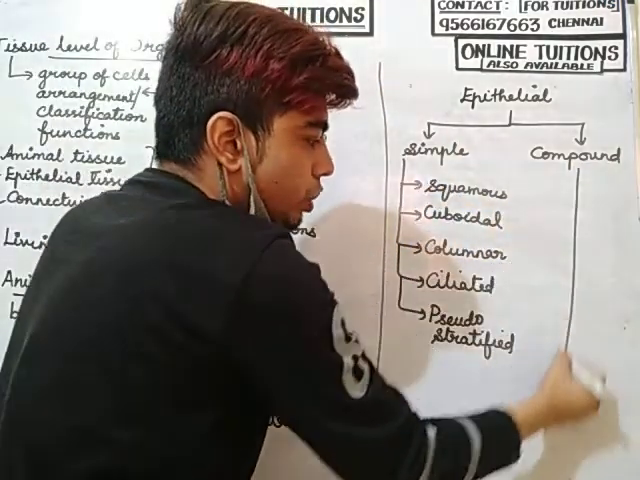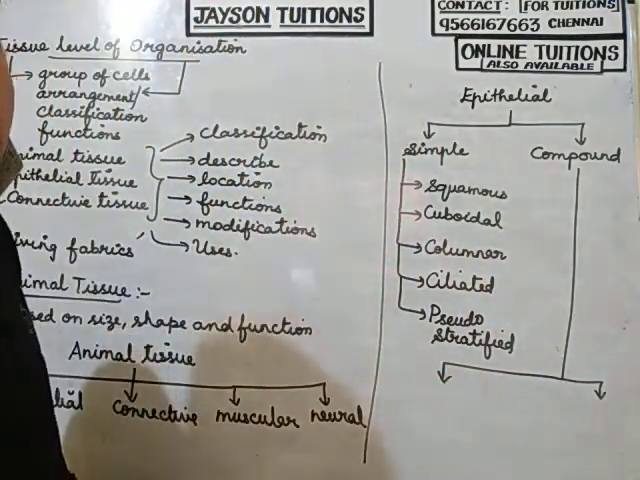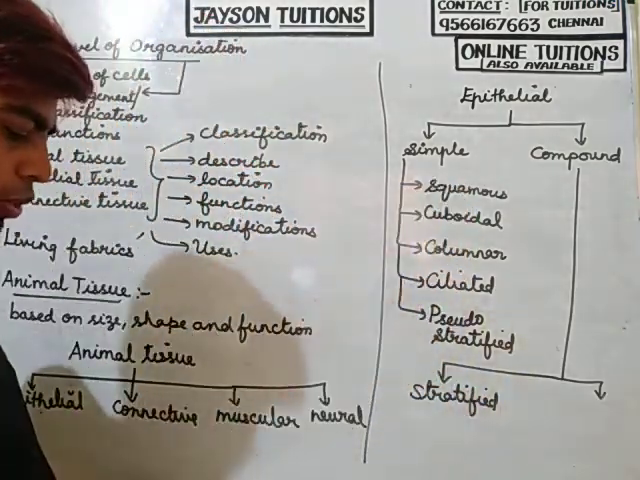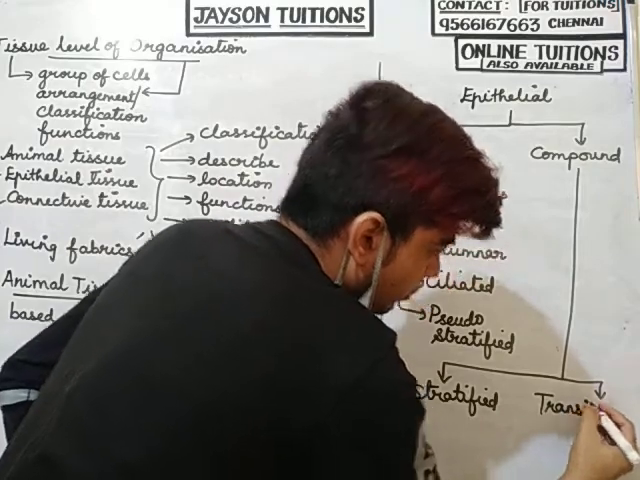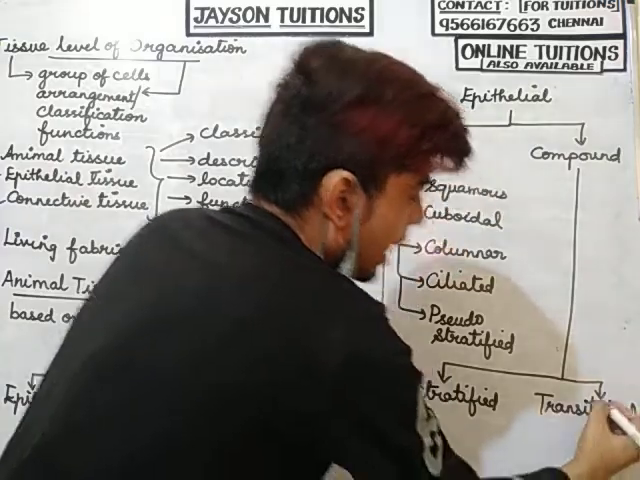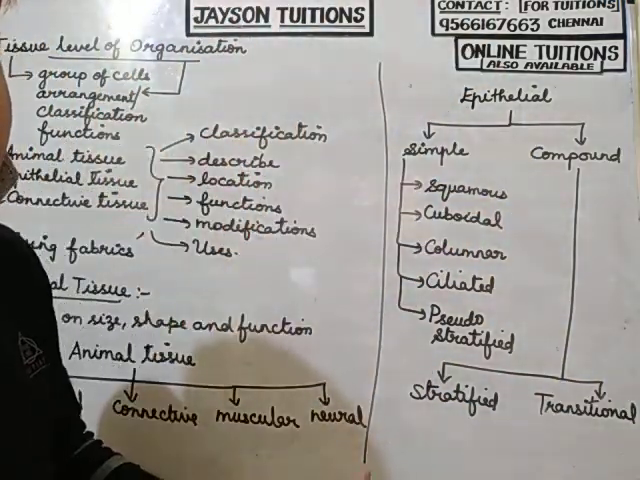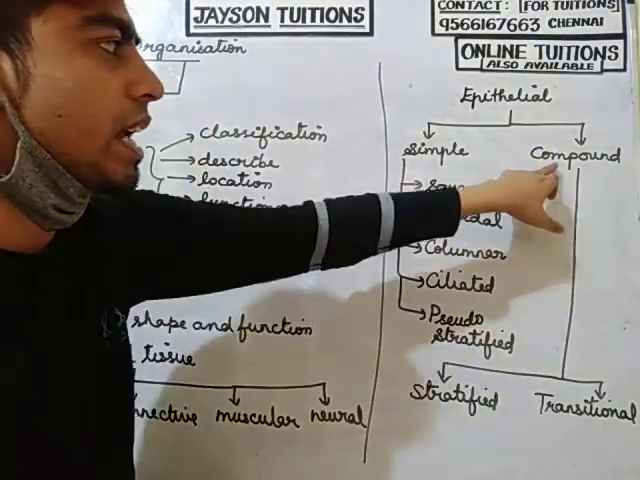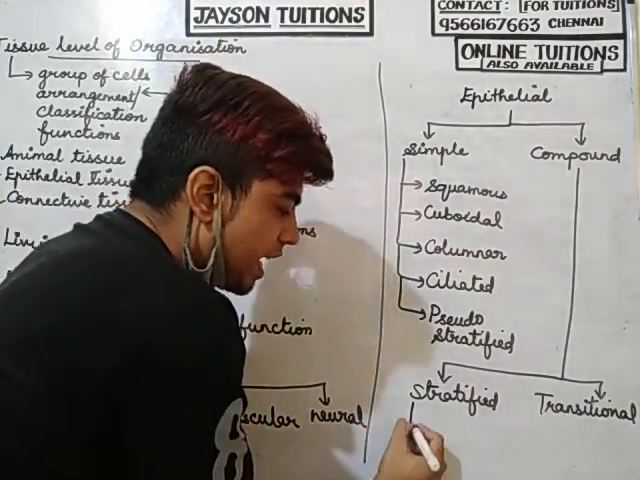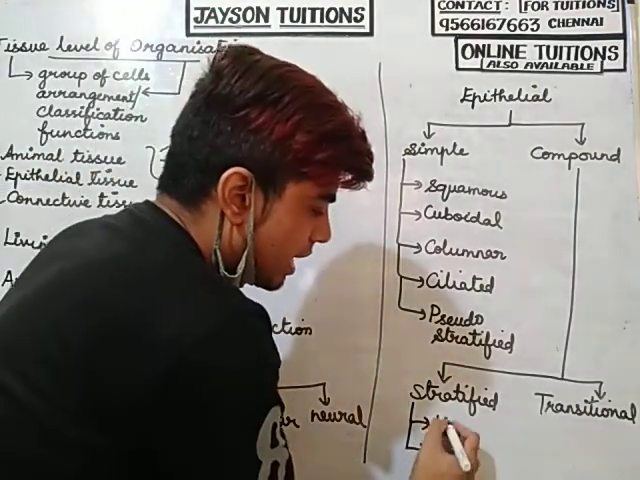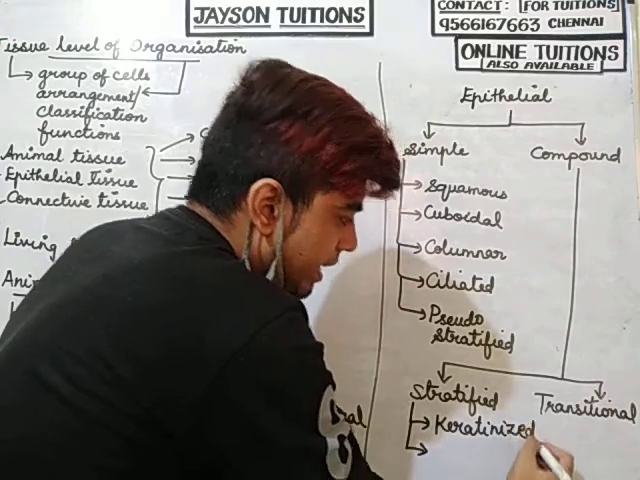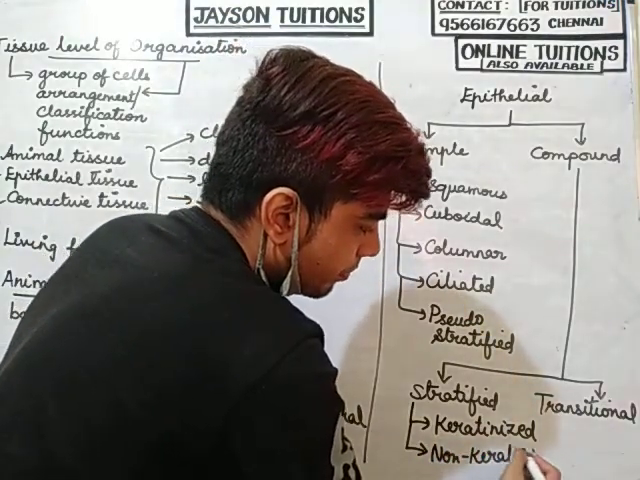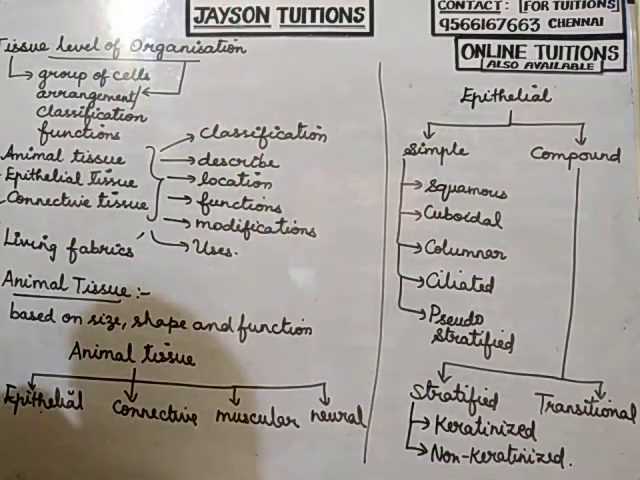The compound epithelial tissue is divided into 2 types. One is stratified compound epithelial tissue. The other one is transitional compound epithelial tissue. In biology it is about names only, so all the names you should keep in mind. The stratified itself is divided into 2 types. One is keratinized stratified compound epithelial tissue, and the next one is non-keratinized stratified compound epithelial tissue.